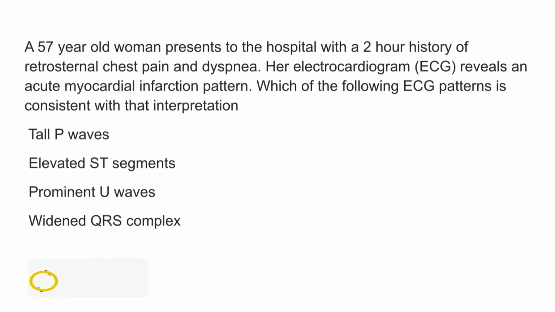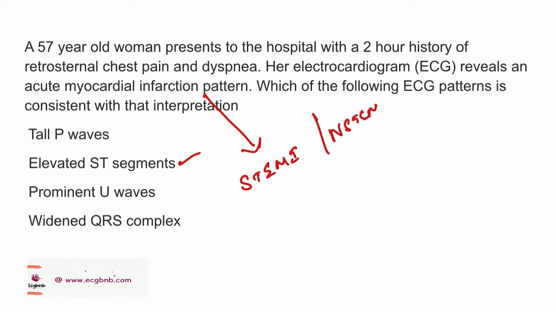A 57-year-old woman presents to the hospital with 2-hour history of retrosternal chest pain and dyspnea. Her electrocardiogram, ECG, reveals an acute myocardial infarction pattern. Which of the following ECG patterns is consistent with that interpretation? Among this, elevated ST segment clearly depicts the origin of a myocardial infarction here, because acute myocardial infarction patterns can be of ST segment elevation myocardial infarction or non-ST segment elevation myocardial infarction.